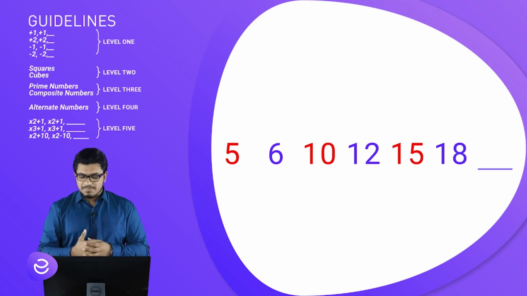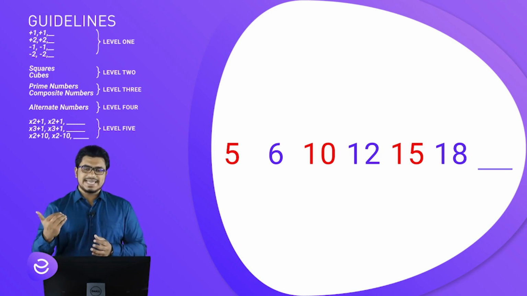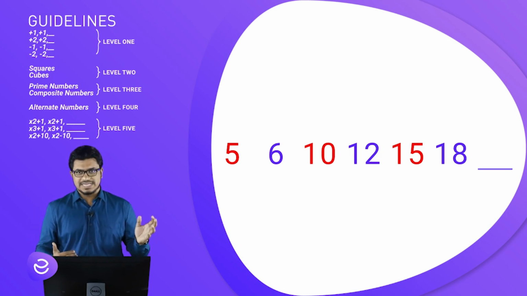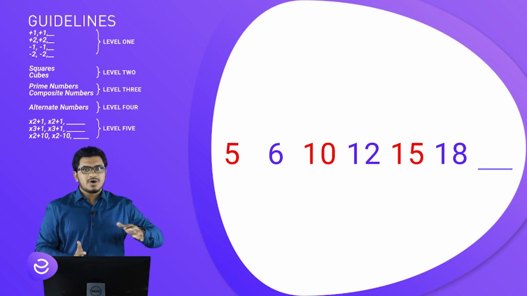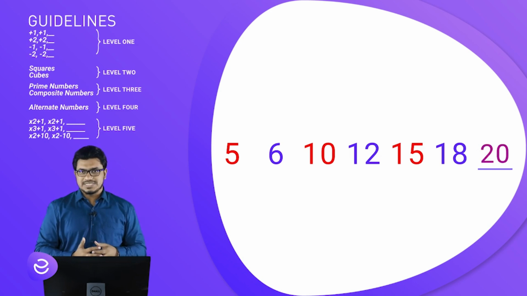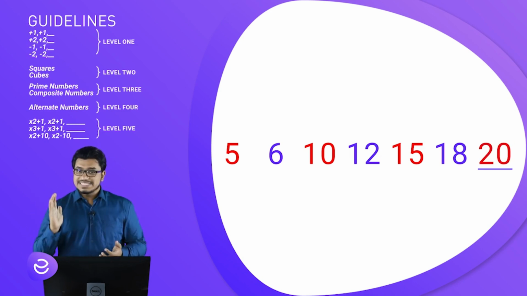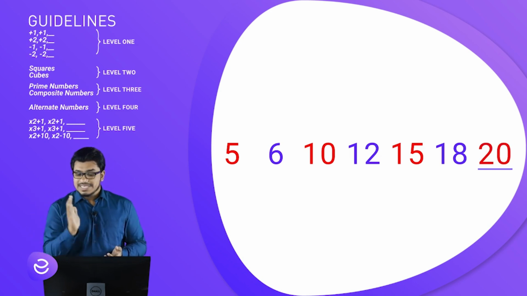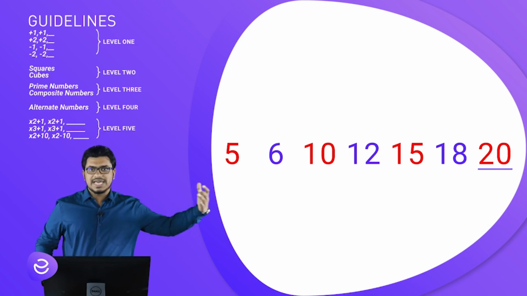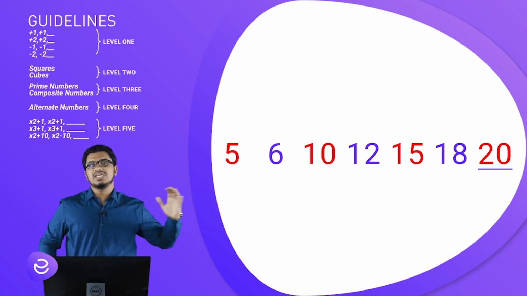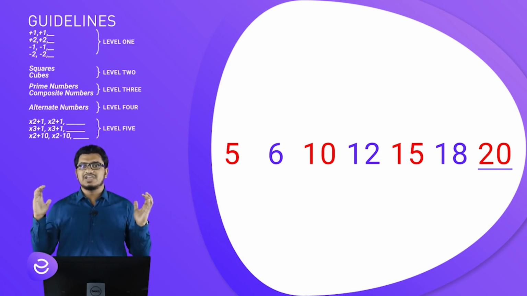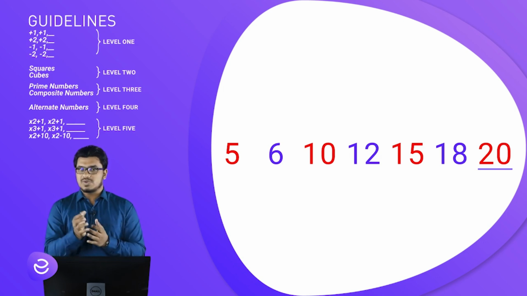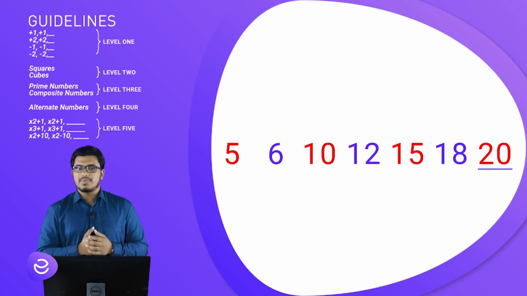Take the previous example, 5, 6, 10, 12, 15, 18, dash. Here take the alternate numbers, 5, 10, 15, dash. So obviously we can find the answer as 20. Check the other alternate numbers, 6 into 2 is 12, 6 into 3 is 18. So if there is a dash there, we get the answer as 6 into 4, which is 24. So here we check the relationship between the alternate numbers. As I said above, we skip a number in between.